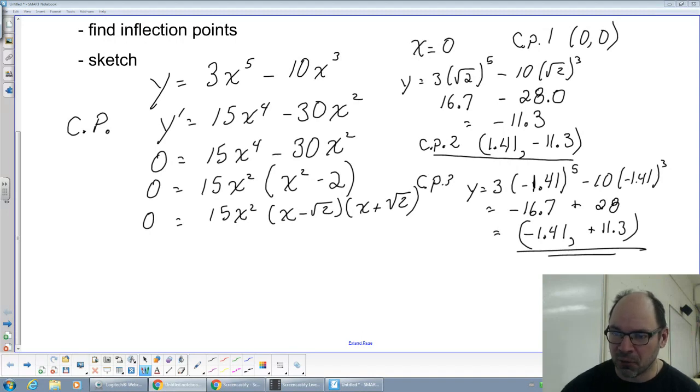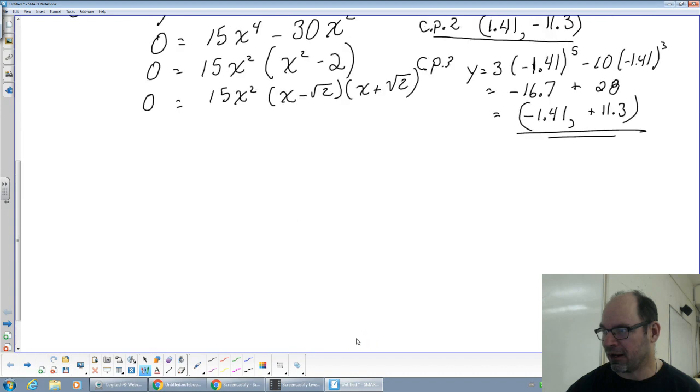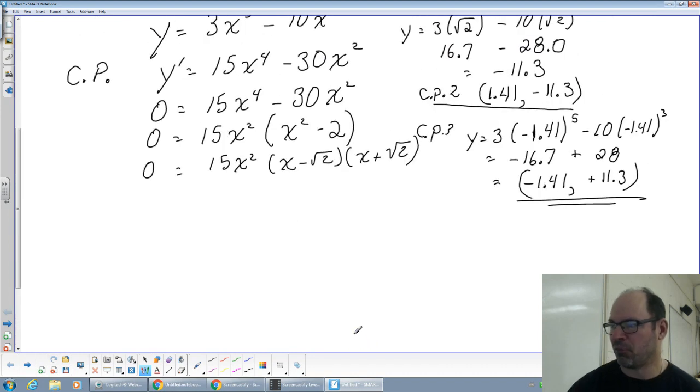So now we're going to do our second derivative test. Let me just move my notes up a little bit so I can follow them. Now we want to check for inflection points. I get 3 critical points. Let's check for max and min first.